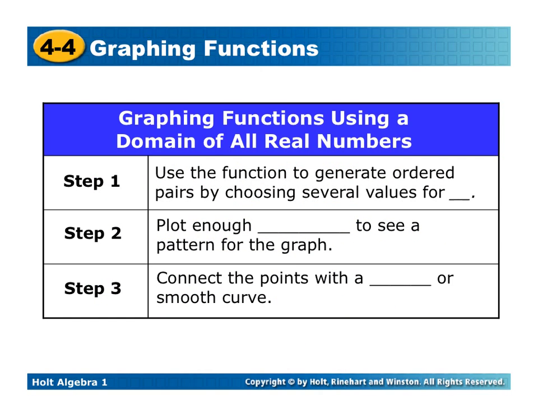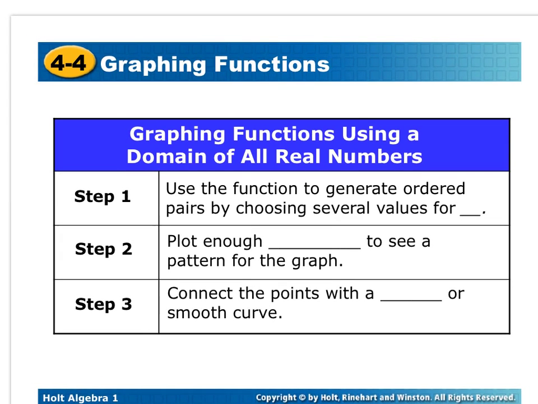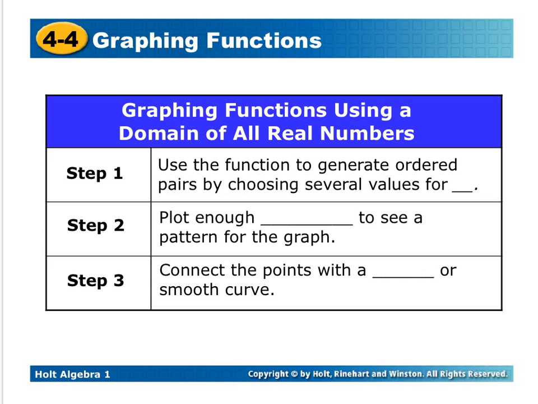So when we're graphing functions using a domain of all real numbers, you're going to use the function to generate ordered pairs by choosing several values for x, and you're going to plot enough points to see a pattern for the graph, and you're going to connect the points with a line or a smooth curve.